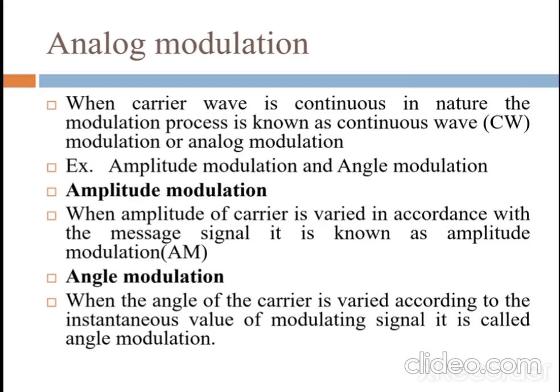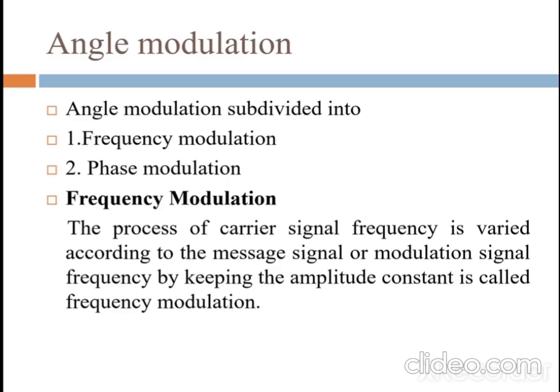In accordance with the message signal, so what do we call it? Amplitude modulation. Then next is angle modulation. So what is angle modulation? When the angle of the carrier is changed according to the instantaneous value of the modulating signal, it is called angle modulation. So the angle of the carrier changes according to what? According to the instantaneous value of the modulating signal, and what is it called? Angle modulation.